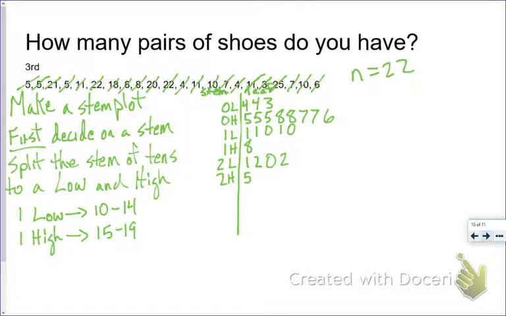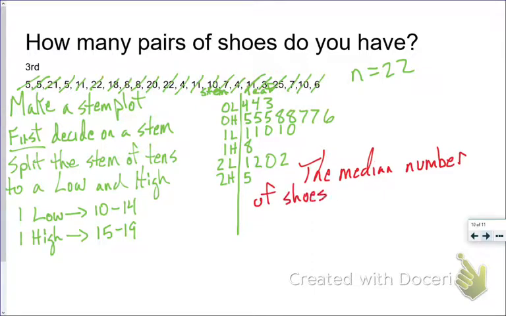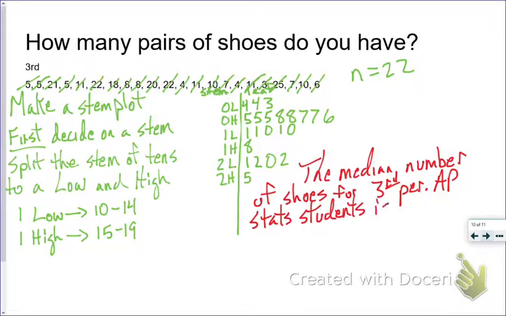All right, here we go. The median number of shoes for third period AP Stats students is 9 pairs. Let's move to shape, so that's the center.